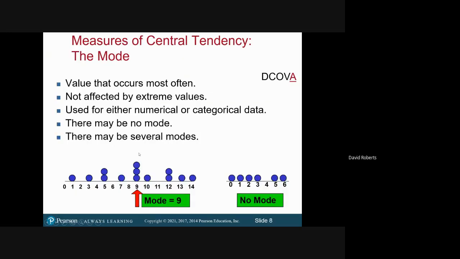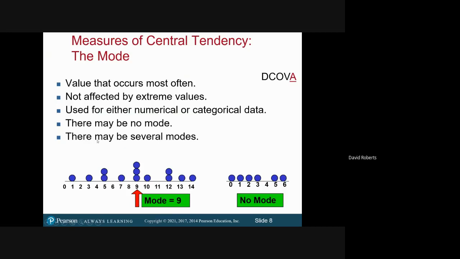So here's an example of a mode. A mode is the most frequent. It occurs. It is not affected by extreme values, and you can use it for categories or numbers. There may be no mode. There may be several modes.